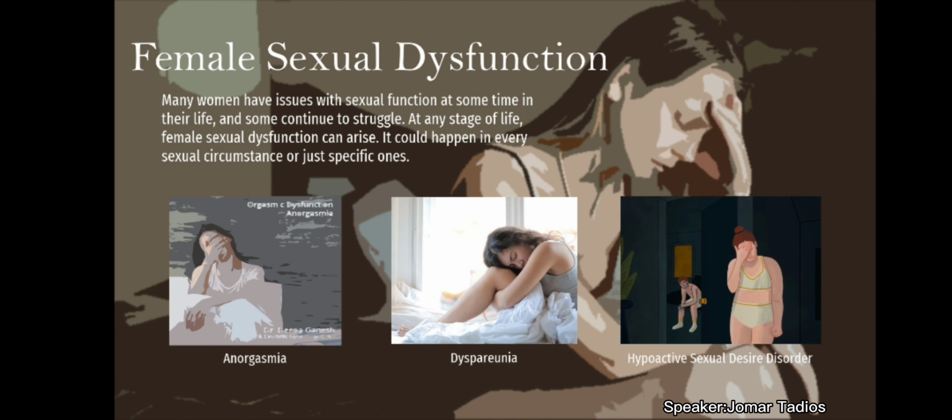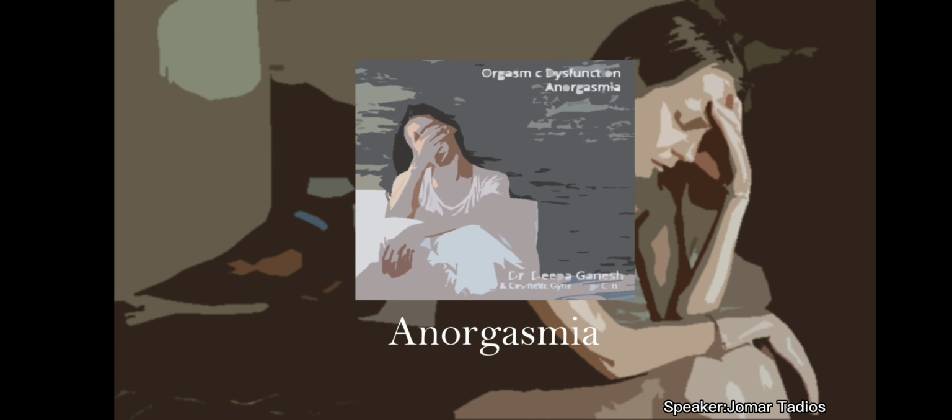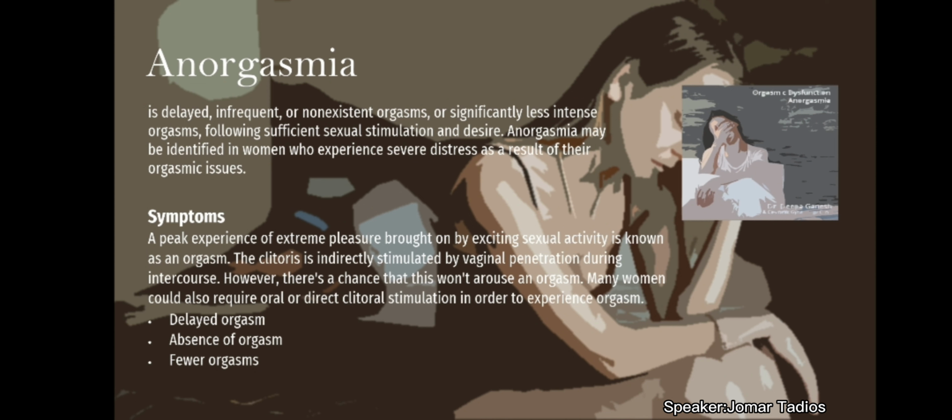So, I have here 3 female sexual dysfunctions. The first one is anorgasmia, the second one is dyspareunia, and the third one is hypoactive sexual desire disorder. Anorgasmia is delayed, infrequent or non-existent orgasms or significantly less intense orgasms following sufficient sexual stimulation and desire. Anorgasmia may be identified in women who experience severe distress as a result of their orgasmic issues. So, kung sa lalaki may retarded ejaculation, sa babae meron namang anorgasmia, which is hirap yung babae makapag-orgasm or nakakapag-orgasm naman sila pero hindi ganun ka-intense or less intense.